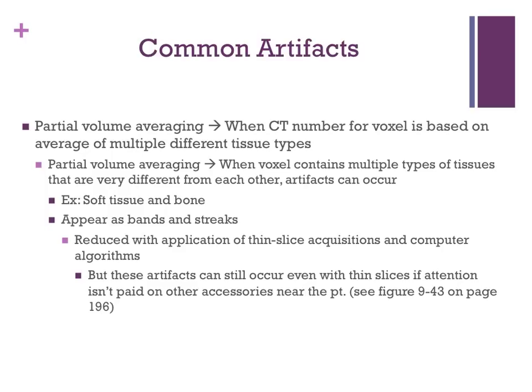When the voxel contains multiple types of tissues that are very different from one another, like soft tissue and bone, then partial volume averaging can lead to partial volume artifacts. These types of artifacts appear as bands and streaks. These artifacts can be reduced with thin slice acquisitions and computer algorithms. However, partial volume artifacts can still occur with thin slice acquisition if special attention isn't focused on other accessories near the patient. Take a look at figure 943 on page 196 of your book to see how accessories can actually create the artifacts.